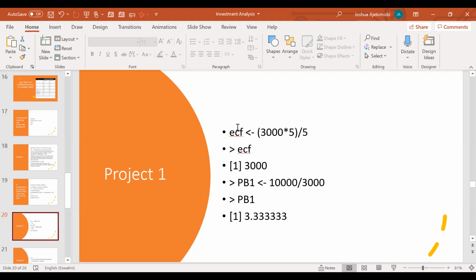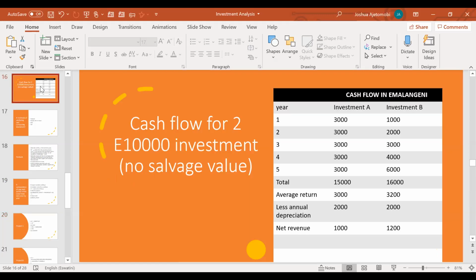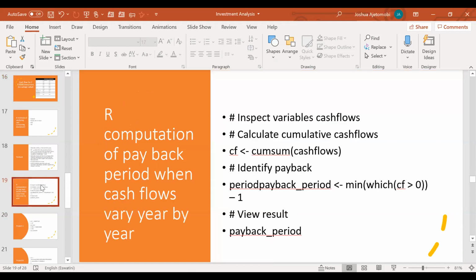You know, I calculated it on the table before. But it's possible it is not given. This is what we have here. Every year you have 3,000, 3,000, 3,000, 3,000, 3,000. So this is the ECF, which is expected cash flow. That is 3,000 multiplied by 5 is 15,000, divided by 5. That's how I obtain this 3,000. Is that clear?